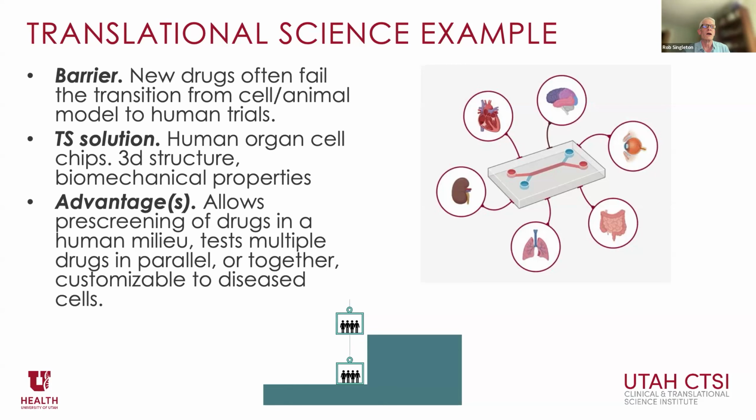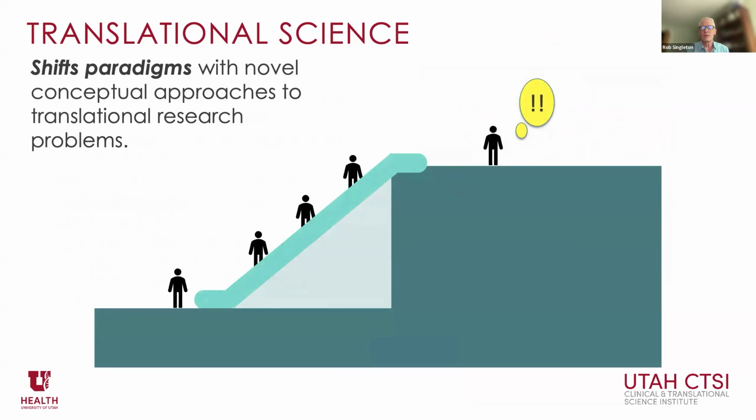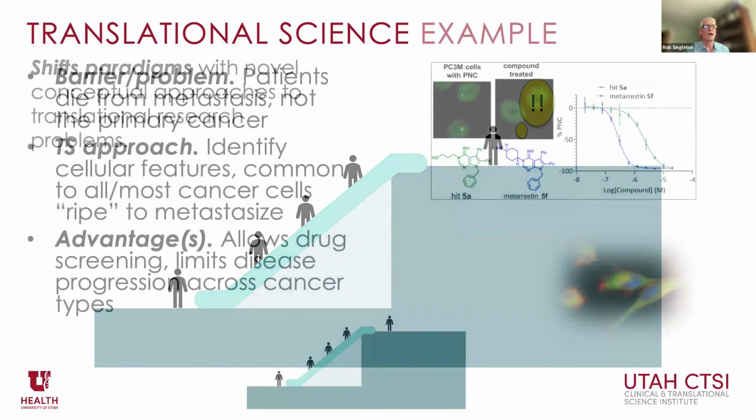This can allow pre-screening of drugs at scale, and it also can be used to create diseases in a dish, which have organ-specific abnormalities that can be addressed in this preclinical setting. Another way to think about translational science is that it can shift the paradigm with a novel conceptual approach that people may not have considered when addressing research project problems.